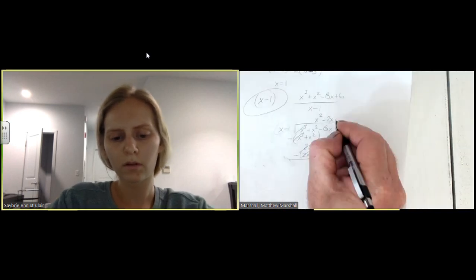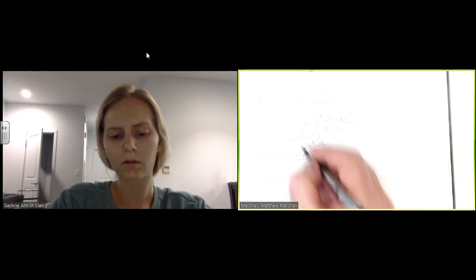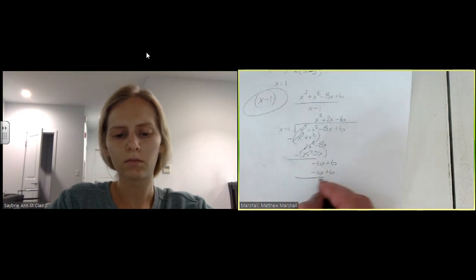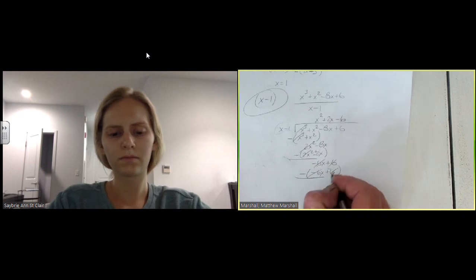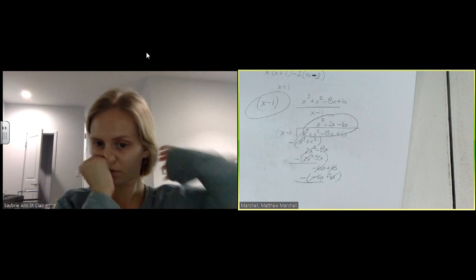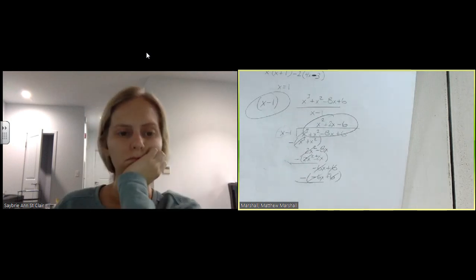This would be minus 6. Distribute. Subtract. Turns to plus. Turns to minus. So that's it. x squared plus 2x minus 6. Algebraic long division.